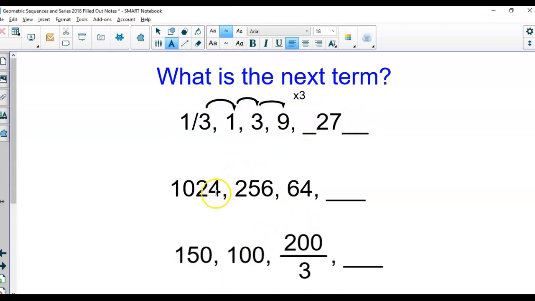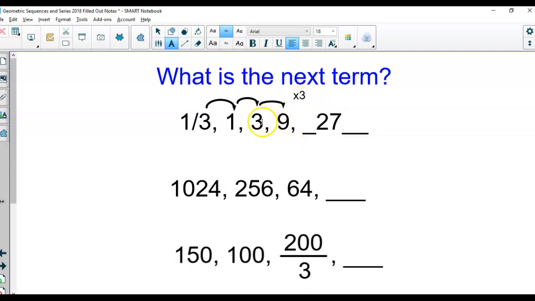All right, let's look at this next one. 1024 to 256 to 64. Okay, now how am I going from 1024 to 256 to 64? That I could struggle with, okay? So let's go back up to this first one, and actually to figure out that common ratio, what you can do is you can just take one of the terms in your sequence and divide it by the previous term, and that gives you your common ratio.